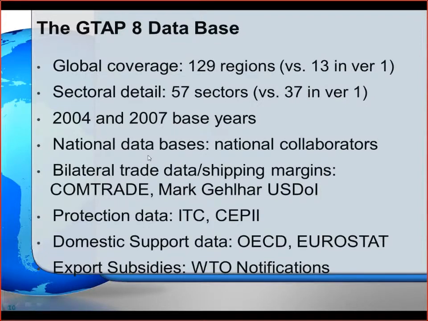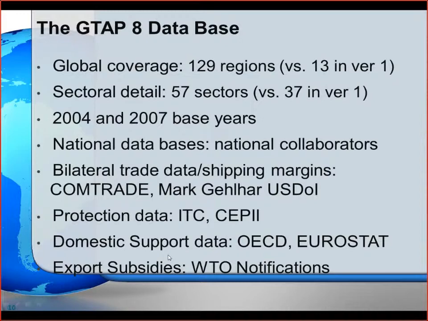For the national databases, that is the IO tables, input-output tables for different countries, we have maybe dozens of national collaborators for different countries, close to 100 probably. And for bilateral trade data, particularly the merchandise trade data and the margins, the international transportation margins, we use Comtrade data, and we do not use the data directly, but it's processed by Mark Elhar, who right now works with the US Department of Interior. And for the protection data, that's tariff, we get data from the International Trade Commission in Geneva, further processed by CEPII, which is in Paris.